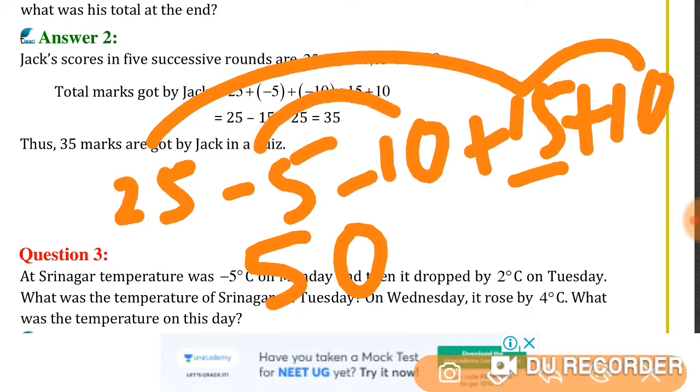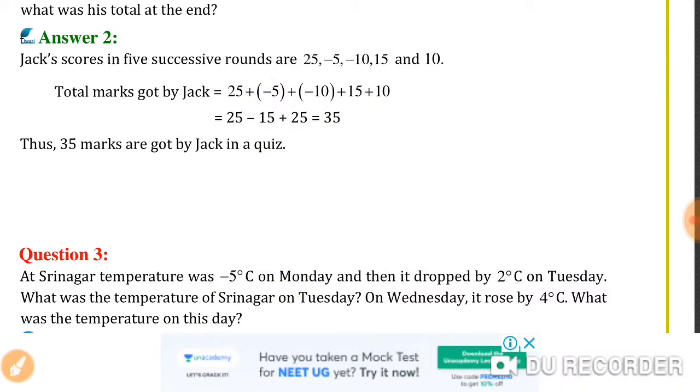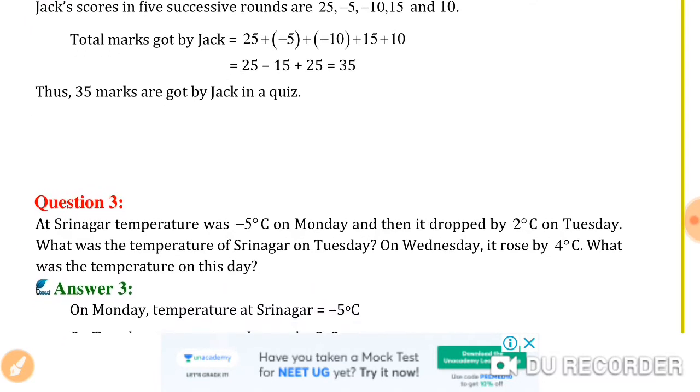Then add the negative integers, keeping the negative sign. 5 plus 10 is 15. So directly you can get, one is positive, one is negative, means subtract numerically, the bigger number minus the smaller number. So that is your 35 answer. If this is the case, then which is the bigger numeral here? 50. 50 is positive, that's why it is positive 35. So here I have written directly 35 degree. Got it how the 35 answer came? So thus the 35 marks are got by Jack in a quiz.